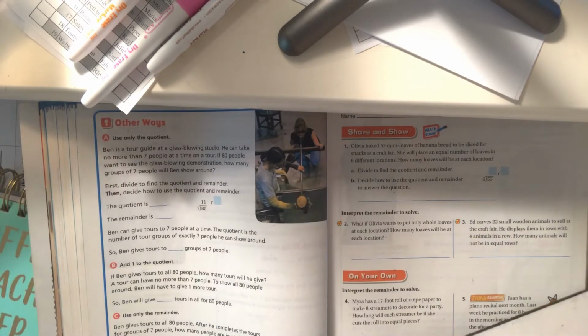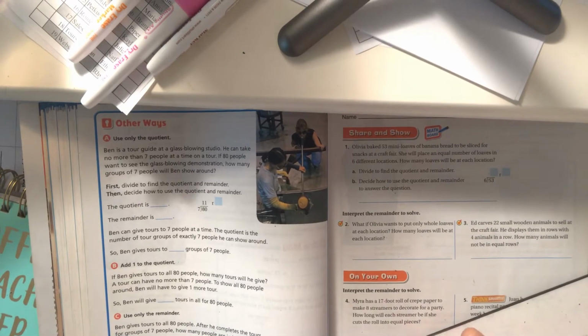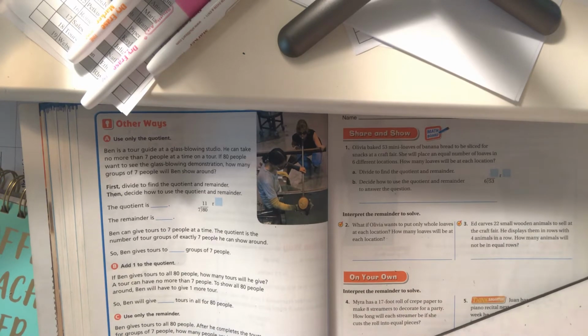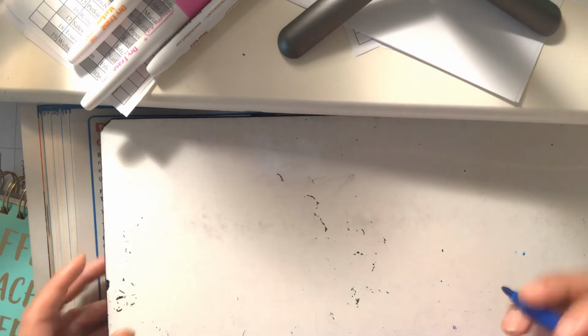The first one: Myra has a 17-foot roll of crepe paper to make 8 streamers to decorate for a party. How long will each streamer be if she cuts the roll into equal pieces? Okay, so we have Myra. The first thing, I remember I told you, is to look at how long the crepe paper actually was, right? So we're going to start off with Myra had 17.